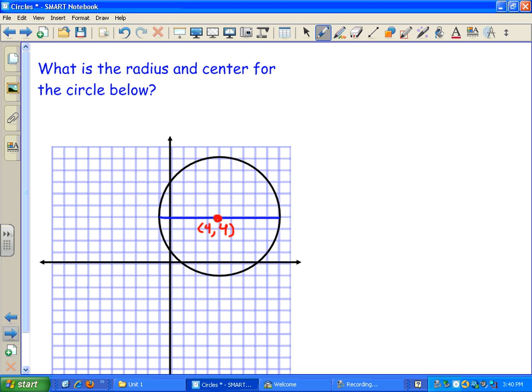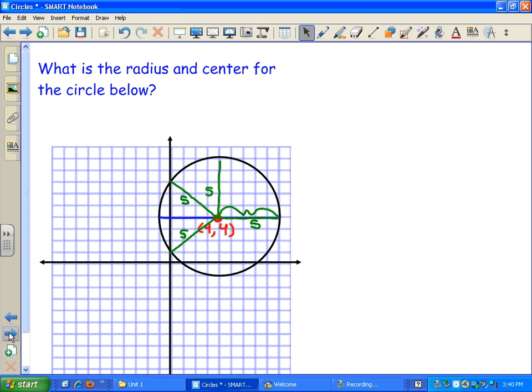And now for me to find the radius, I'm going to count this distance right here. Well, it's 1, 2, 3, 4, 5. My radius is 5. This length is also 5. This length would be 5. This diagonal would be 5. So there is that problem.